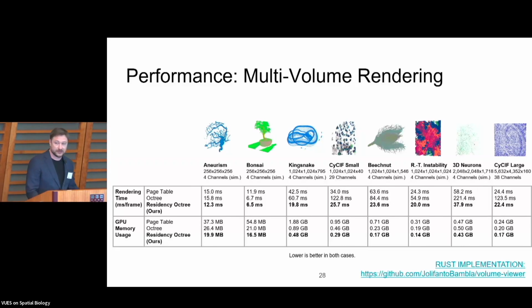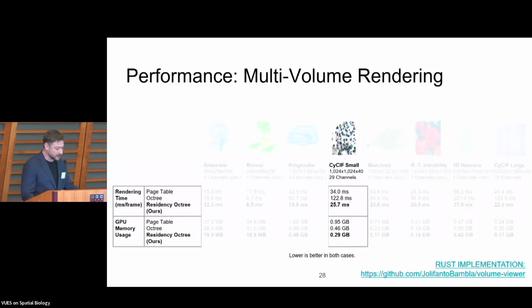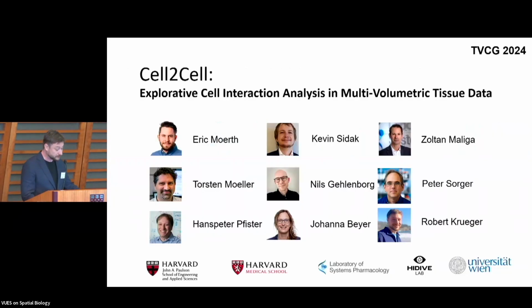But I heard that some or part of it might be considered for VUES, and so that's nice to hear, that it will hopefully be adjusted, adapted, and made more useful for the community. So I want to highlight here the SciSafe small data set, where you can see, in terms of GPU memory usage, that the residency octree brings it down to about a third compared to page tables.